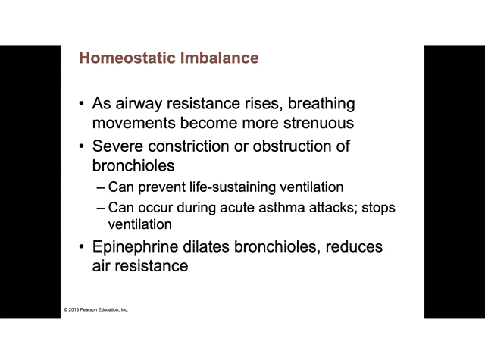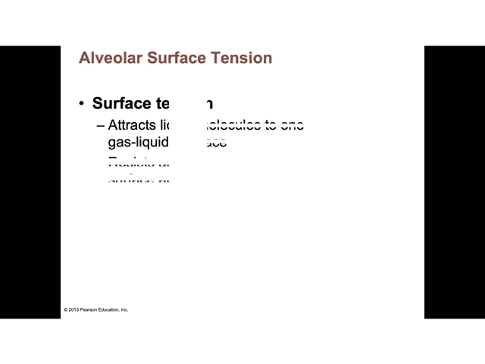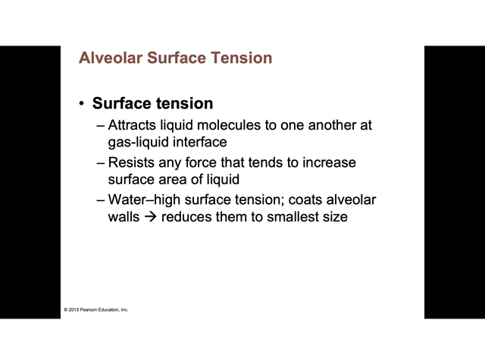As airway resistance goes up, breathing movements get more strenuous. Severe constriction or obstruction of the bronchioles can prevent ventilation and can occur during asthma attacks, which is an example of a reversible obstructive pulmonary disorder, and that can stop ventilation. And this is why they usually carry albuterol or epinephrine with them to promote bronchodilation, to open those airways back up so that they can restore flow and breathe again.